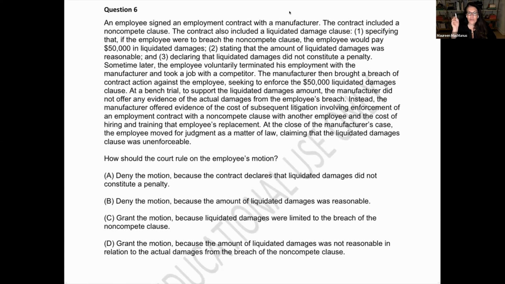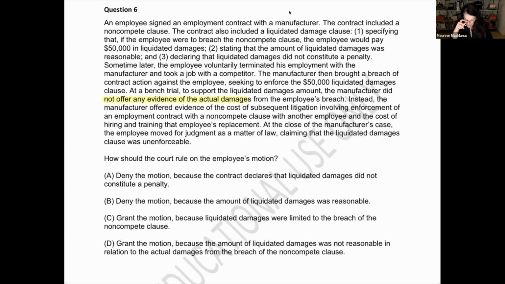Sometime later, the employee voluntarily terminated his employment with the manufacturer and took a job with a competitor. The manufacturer then brought a breach of contract action against the employee, seeking to enforce the $50,000 liquidated damages clause. At a bench trial, to support the liquidated damages amount, the manufacturer did not offer any evidence of the actual damages, which is what you have to do.